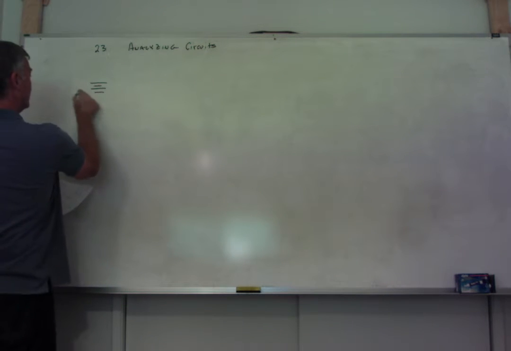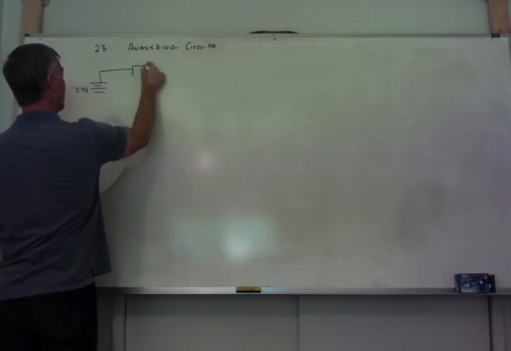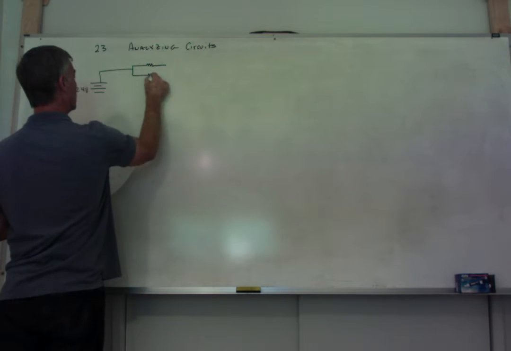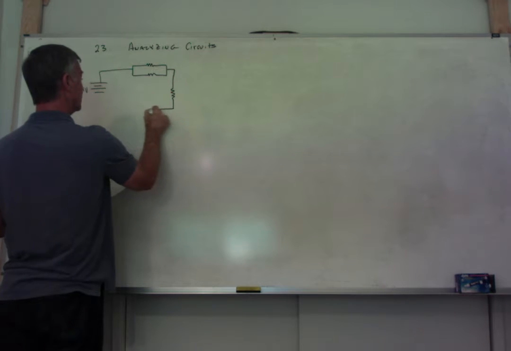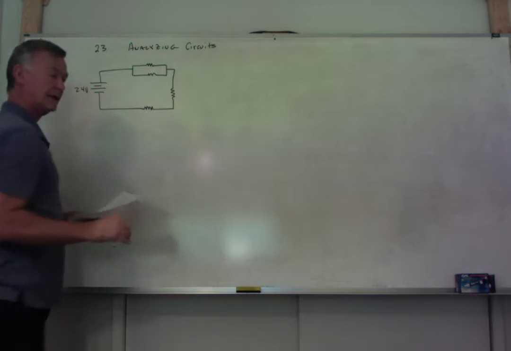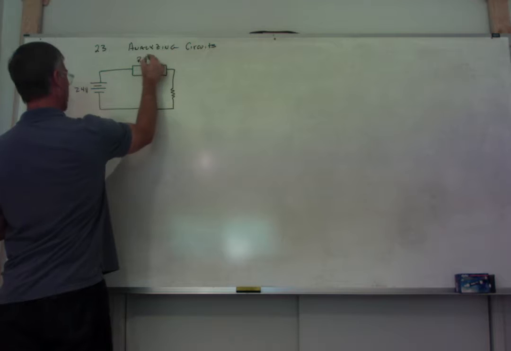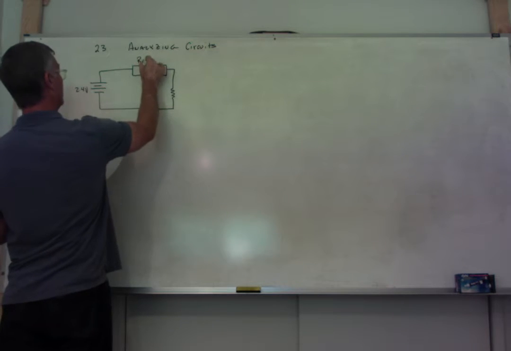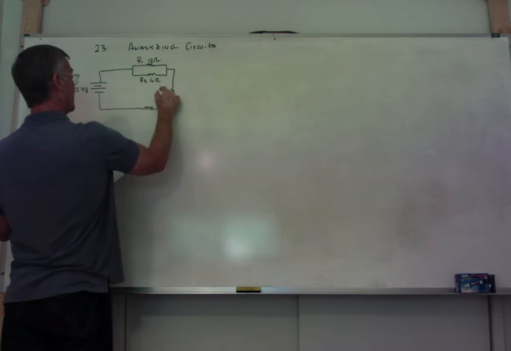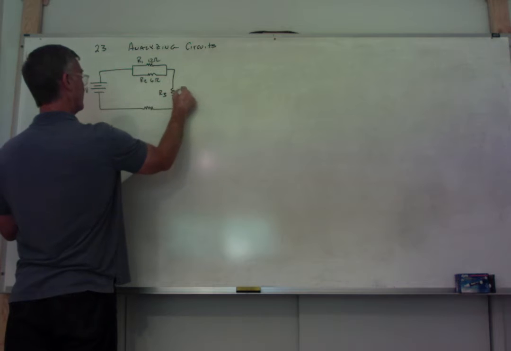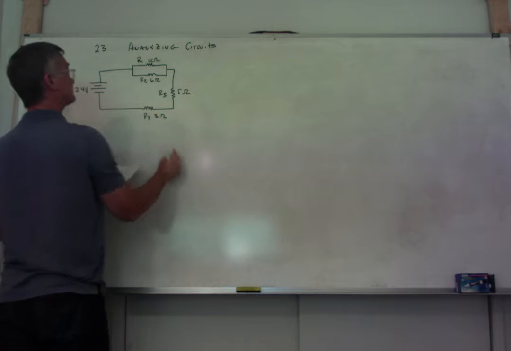Let's say that we have a voltage of 24 volts. We have a parallel network, and then we have two series resistors. Okay, and this resistor we're going to call R1, and it is 12 ohms, and this is R2, and it is 6 ohms. And this is R3, and it's 5 ohms. And this is R4, and it is 3 ohms.